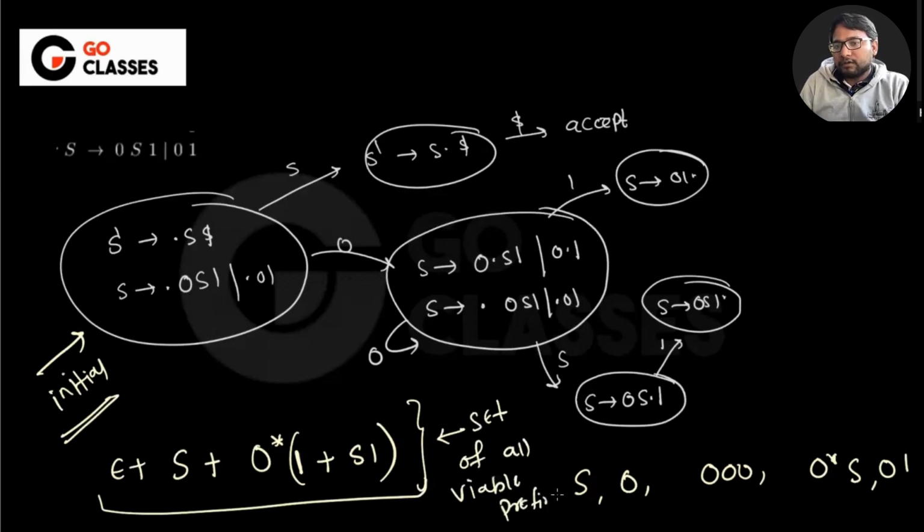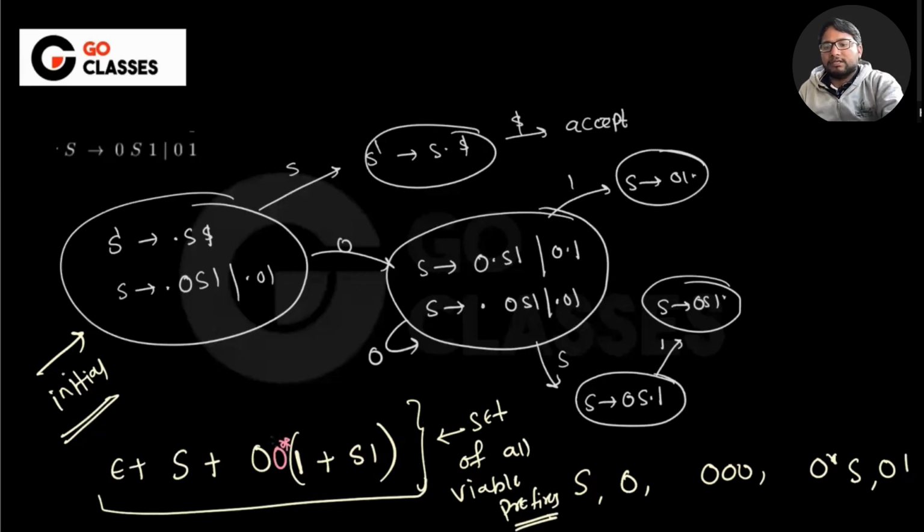Let me know if that is okay to everyone. Then how to find the set of all viable prefixes? 0, and then 0 star, right? So 0, after that there will be 0 star, and then maybe 1 can occur, or maybe S and 1 can occur, right? Maybe something like this I can write. Is this the correct form? Whatever can appear on the stack is called a viable prefix, right?